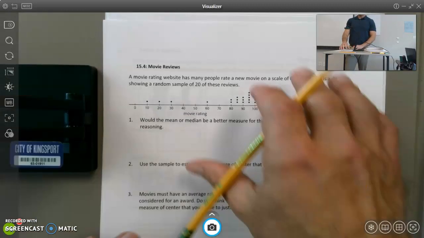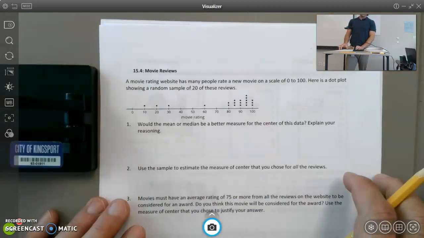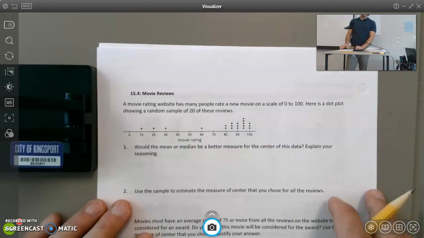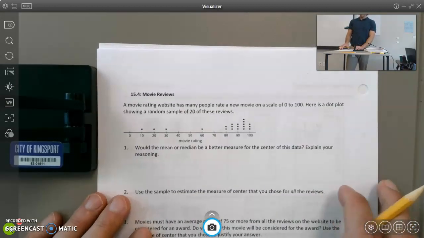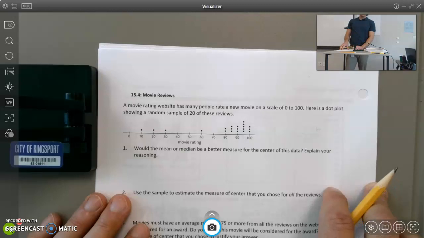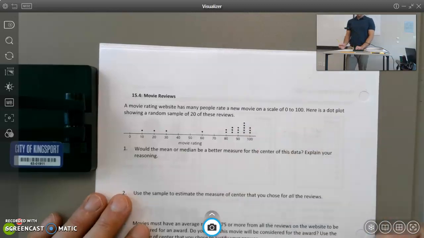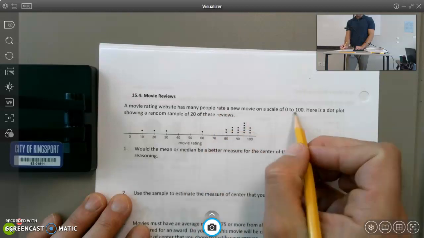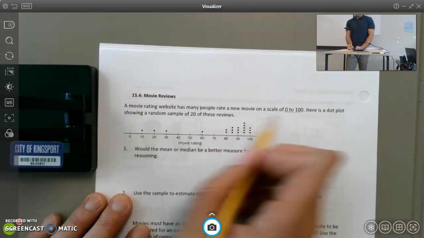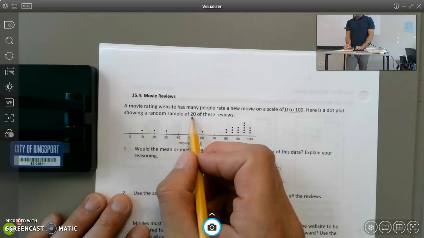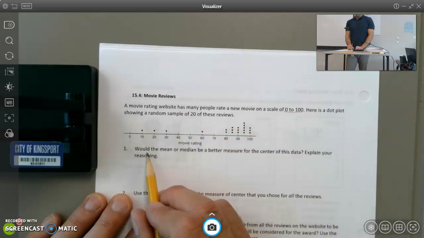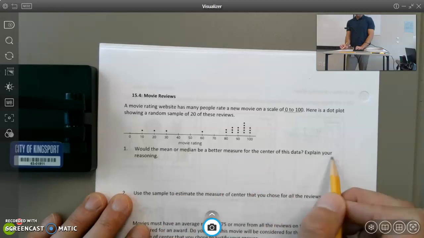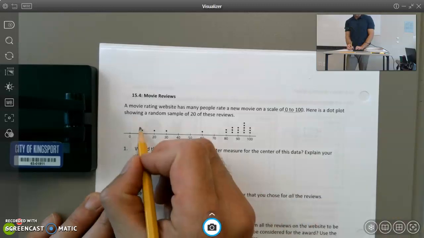Now, when it comes to the measure of variation, we need to be focused on interquartile range, which is what we're going to look at right here. A movie rating website has many people rate a new movie on a scale of 0 to 100. Here's a dot plot showing a random sampling of 20 of these reviews. Would the mean or median be a better measure of center for this data? Explain your reasoning.